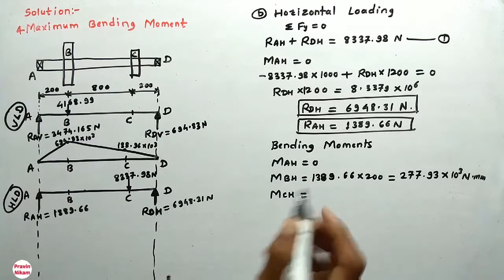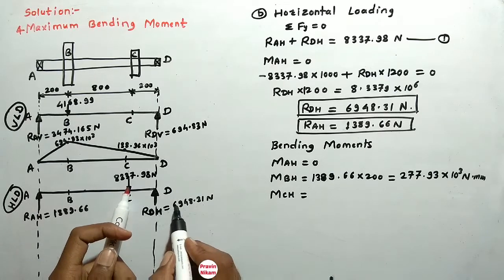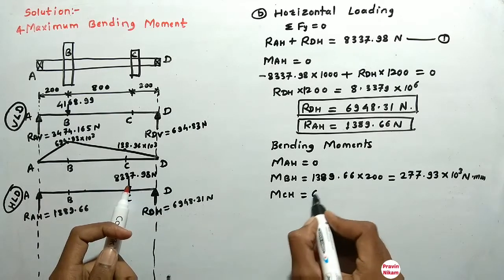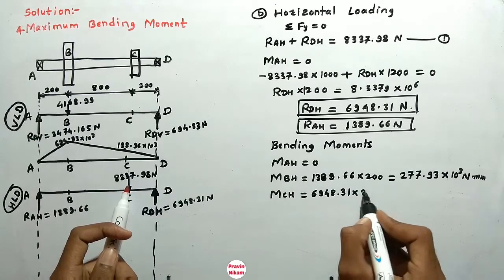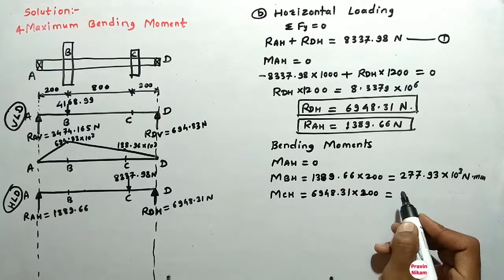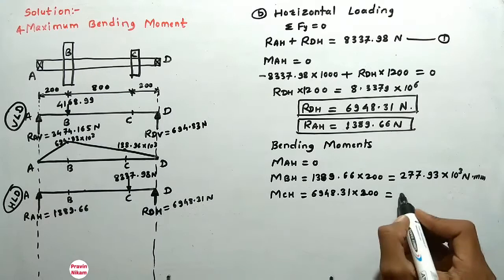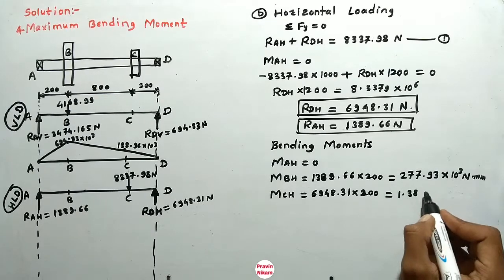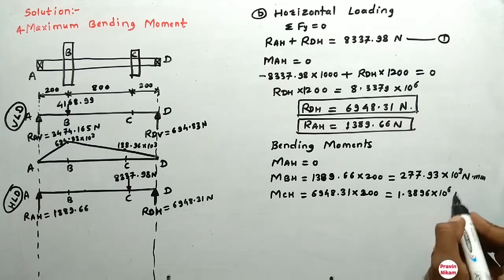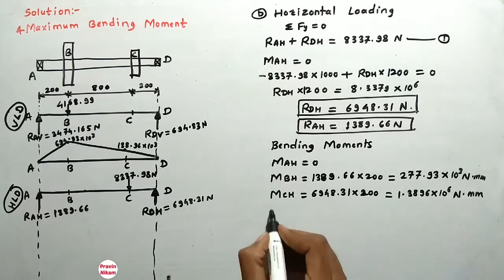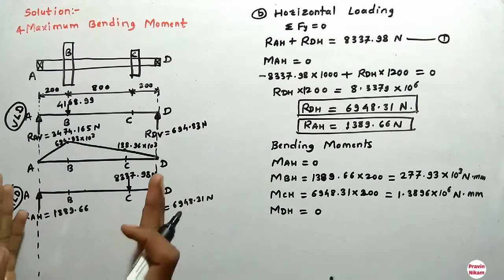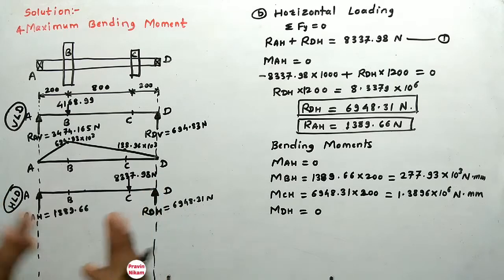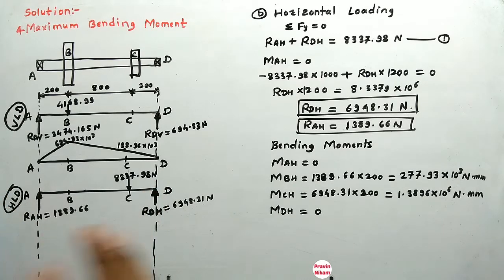Then MCH, moment at point C, is RDH into 200. So RDH is 6948.31 into 200. So this value is 1.3896 into 10 raised to 6 Newton mm. And then MDH is equal to 0, because the moment at both the ends in case of a simply supported beam are 0. So this is for horizontal loading.